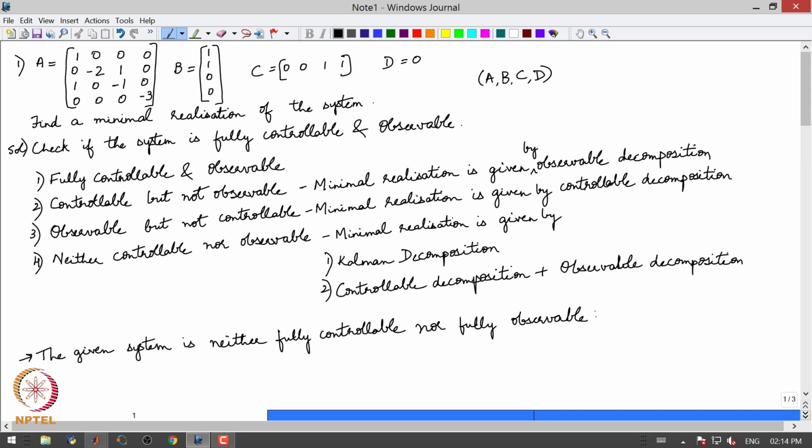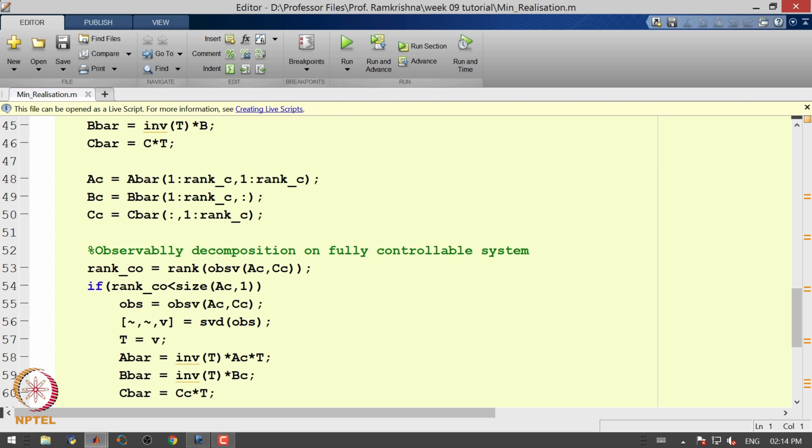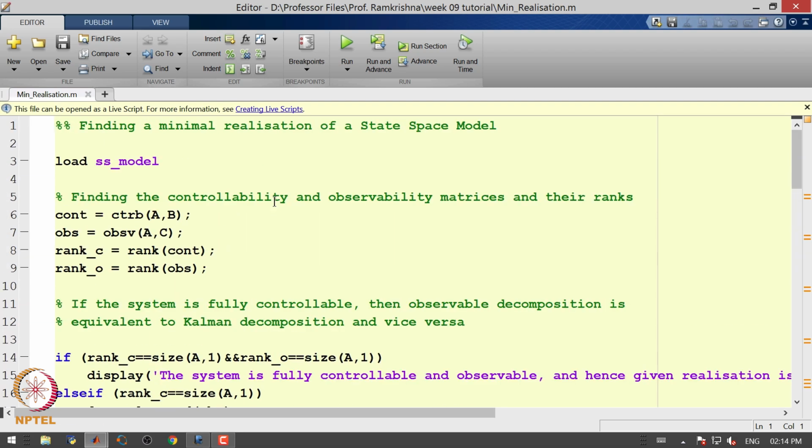Now, we either need to find the Kalman decomposition, or we have to do first a controllable decomposition and then an observable decomposition. So, as the system is a fourth order system, instead of doing this manually, we will try to solve this using MATLAB. So, in this case, I have written a code which will give you the minimal realization of any given state space model.